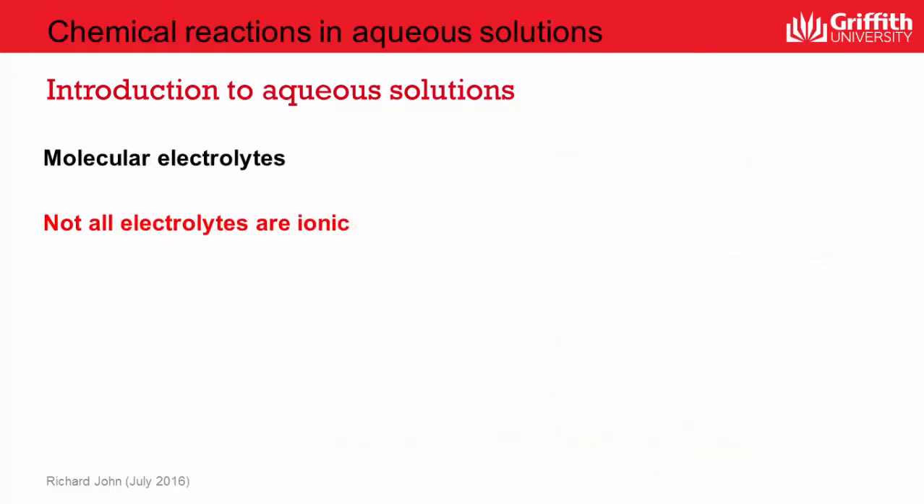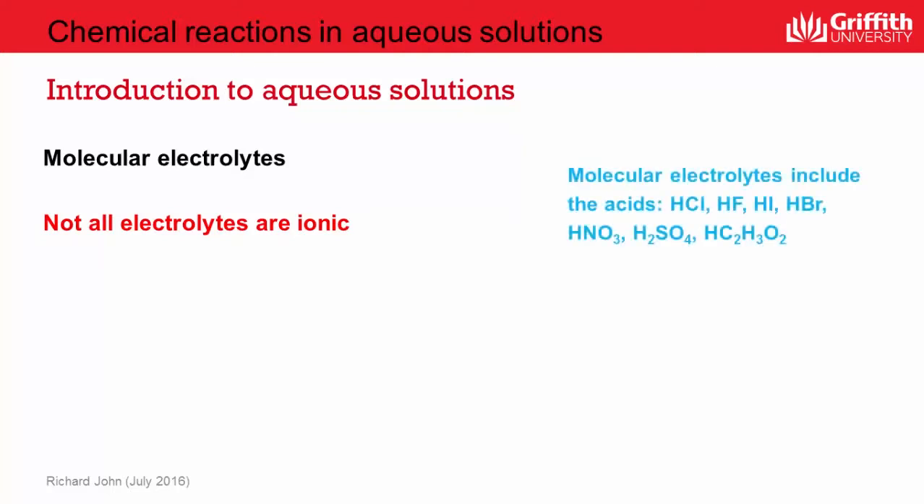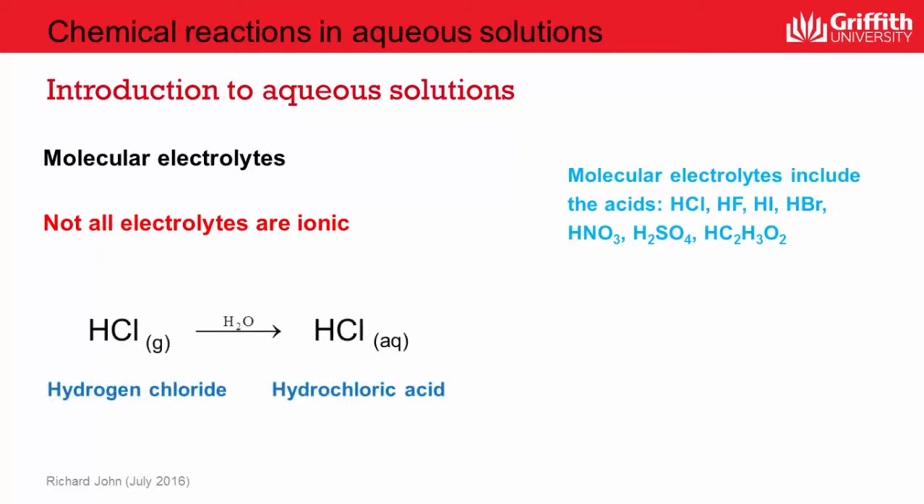Now you may think that all molecular compounds, because they don't contain ions, are going to be non-electrolytes, but that's not true either. There are molecular electrolytes, and not all electrolytes are ionic compounds. The most important class of molecular electrolytes includes the acids, for example, hydrochloric acid, hydrofluoric acid, hydroiodic acid, hydrobromic acid, nitric acid, sulfuric acid, acetic acid, etc. Here's an example where we have the molecular compound hydrogen chloride. It's a gas at room temperature and pressure.